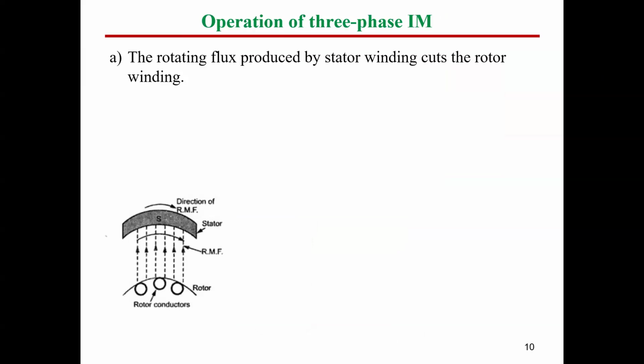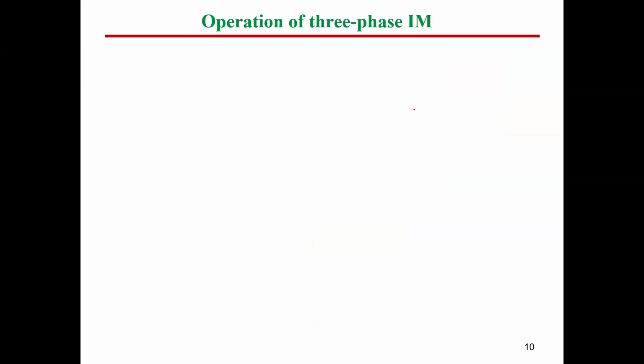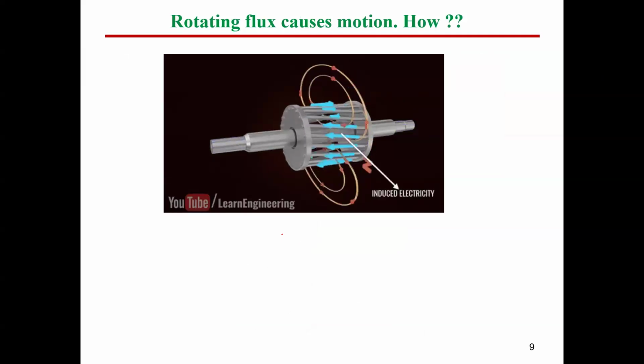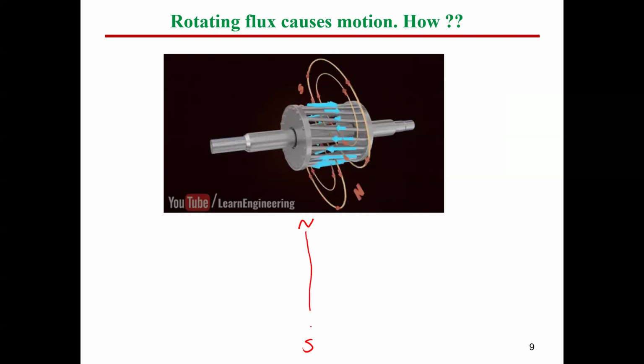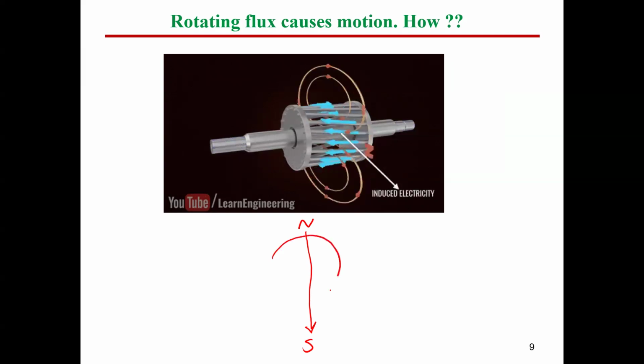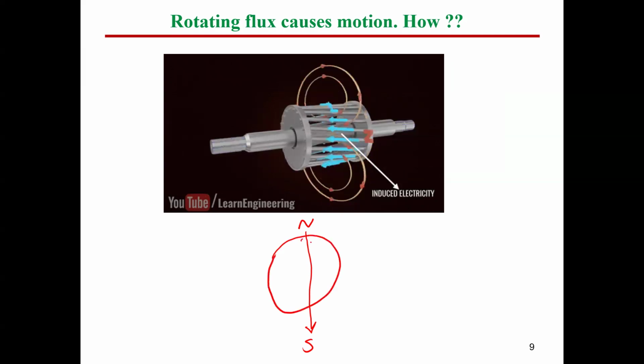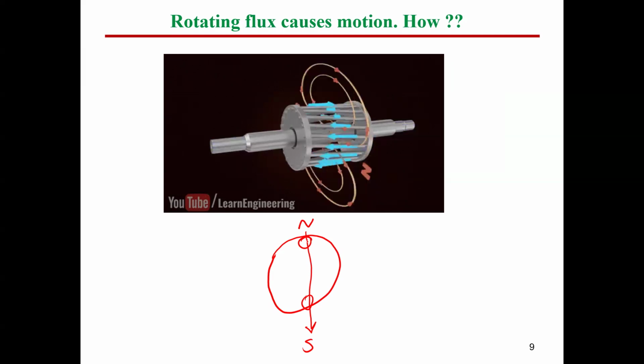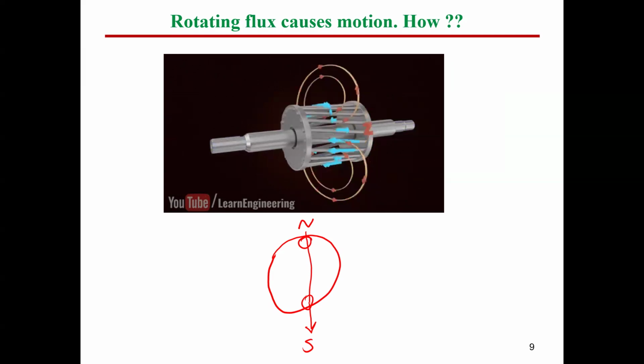So for the beginning, let me draw that here. I'm going to say I have stator poles at a certain instance, so N and S, and flux is moving from N to S like that. And here we have our rotor. Inside the rotor, I have two bars, one bar in the upper side and the other bar on the lower side.